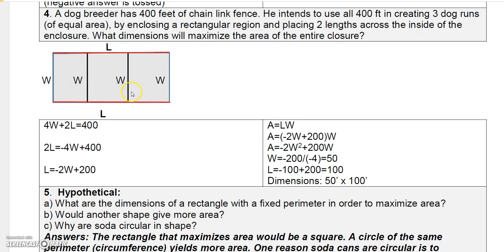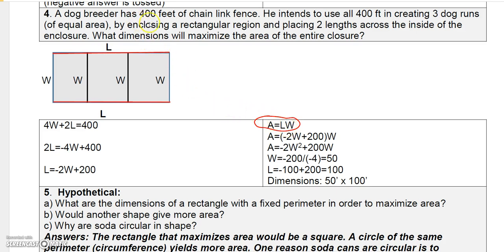Okay, so what we want to do is find the dimensions that will maximize the area. Well, the area of the entire enclosure would be the length times the width. So let me start over here. So the area would be length times width. So I want to actually maximize length times width. And so the problem is that's 2 independent variables. So I need a way to eliminate one of these variables.